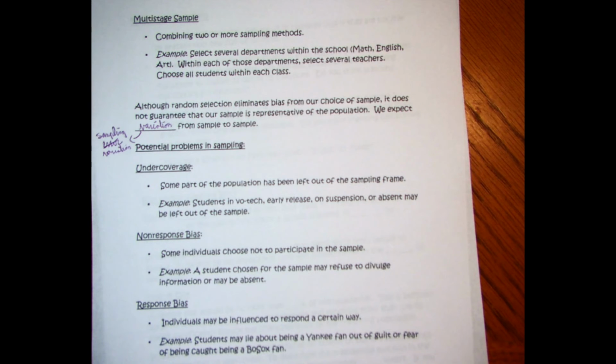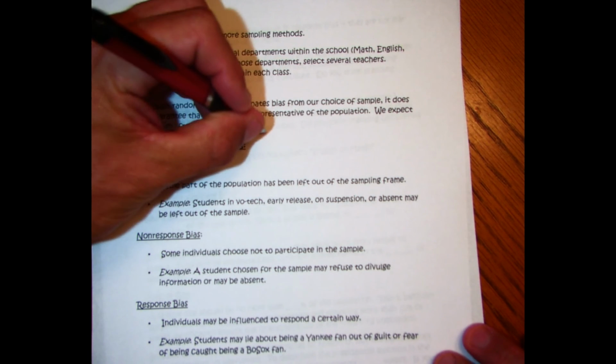If I was to do 100 different samples of political affiliation of residents in the city of Norwalk, I'd probably get 100 slightly different results, and that's to be expected, because the sample should look like the population, but it's not going to look exactly like it. That's unrealistic.